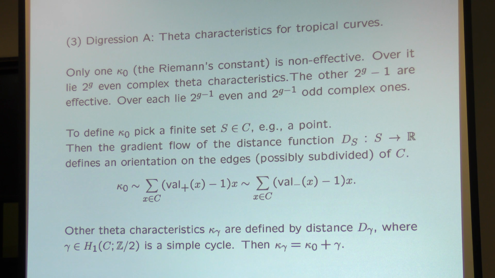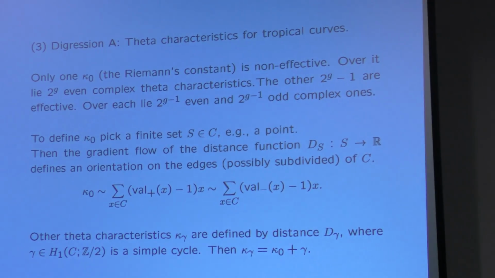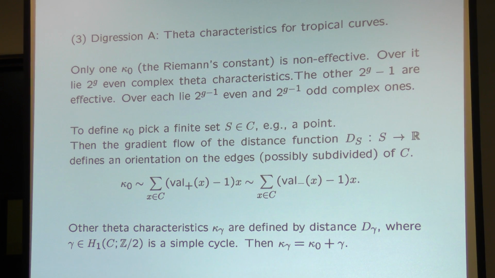So if you degenerate your complex curves, all the complex theta characteristics which converge to that tropical one are all even. So there are 2 to the g complex ones which sit over that special tropical one. Over every other theta characteristic, there are always half even, half odd.